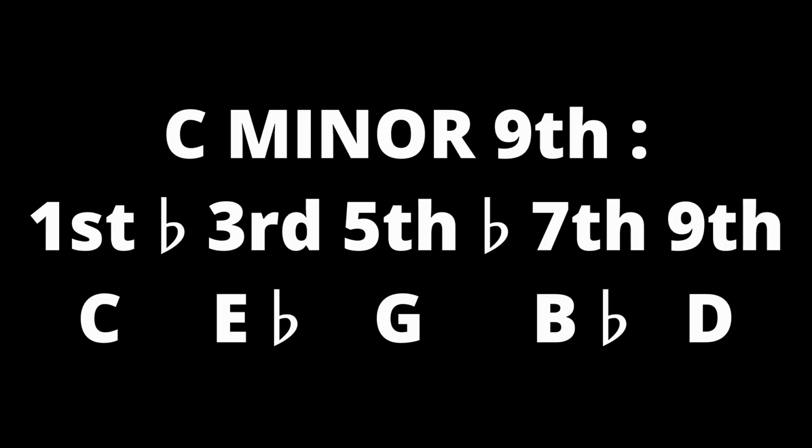As we discussed earlier, the ninth note is D. Therefore, to create a C minor ninth chord, we take the C minor 7th chord notes and add the ninth note, which gives us C, E flat, G, B flat, and D. Let's have a listen to C minor 7th, and C minor 9th played after one another to appreciate the difference.